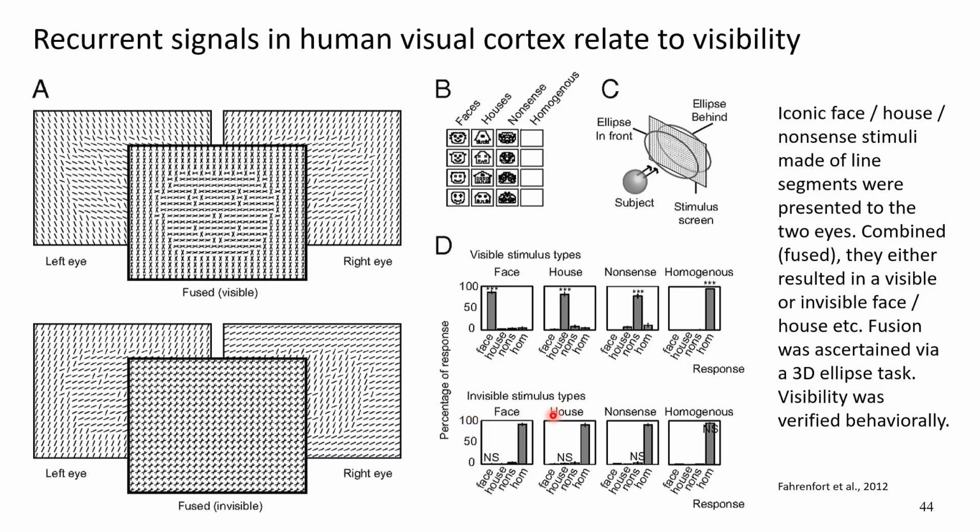And then you can ask subjects, did you see a face? By the way, we also did this with houses and nonsense objects. But ask them whether they saw the face or the house, etc. And then you really verify that they're either not seeing anything or, in the fused case, seeing the face or the house.